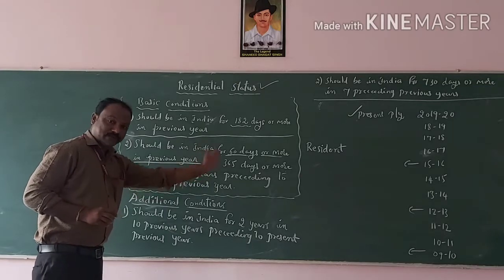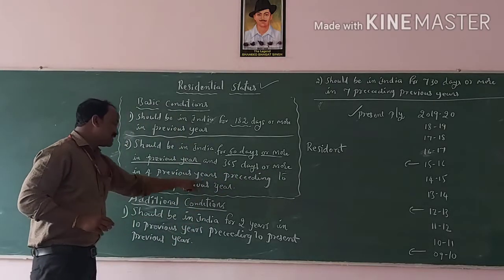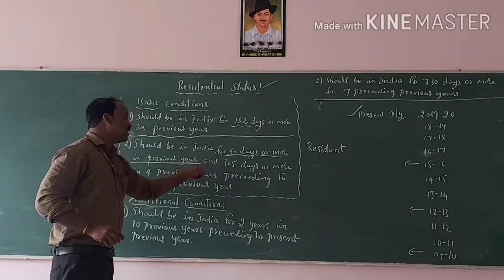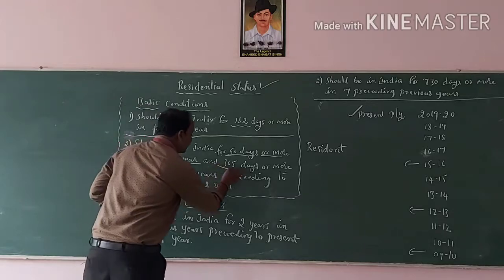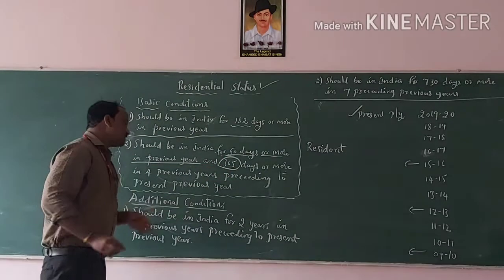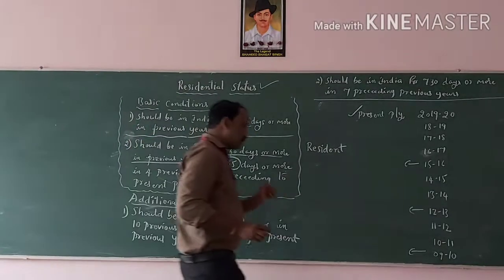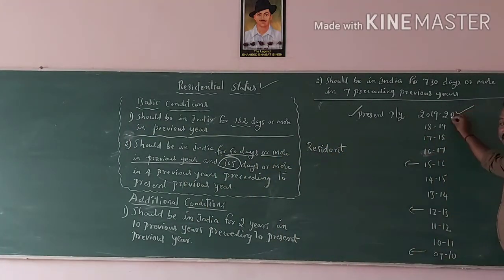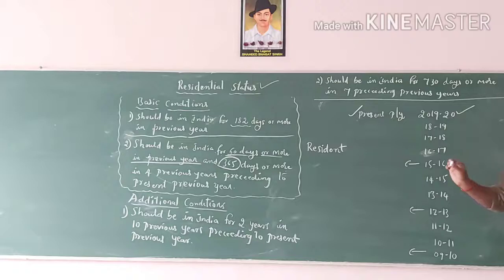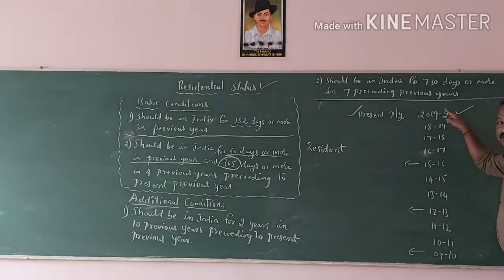The condition will continue: 365 days or more in 4 previous years preceding the present previous year. So after this 60 days condition, another condition is that he has to stay in India for 365 days. So our present previous year is 2019-20. Preceding means the year behind it. So behind these, we have to consider 4 previous years.